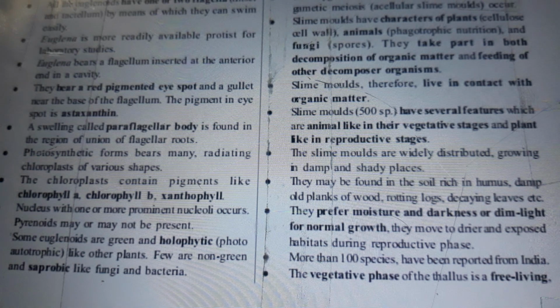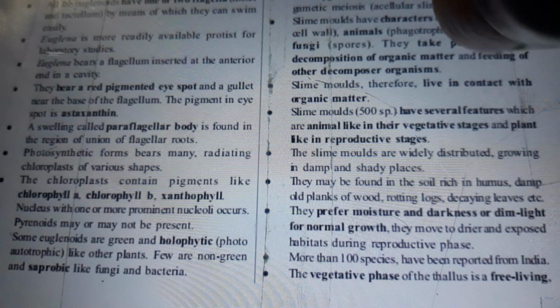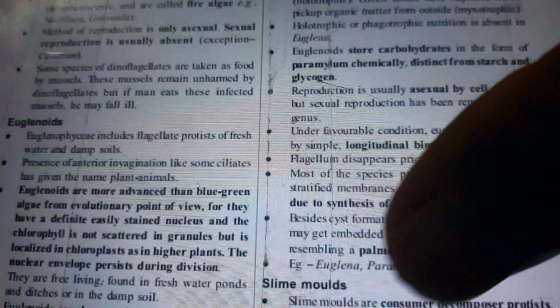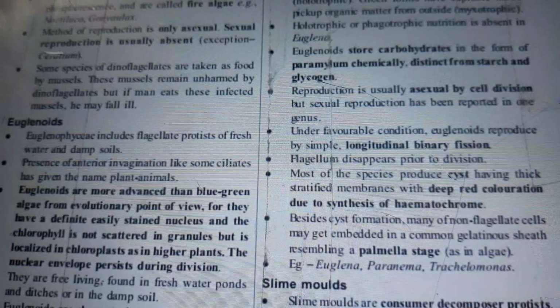Some euglenoids are green and holophytic, photoautotrophic like other plants. Few are non-green and saprobic like fungi and bacteria. Some capture and ingest the organisms like animals, holozoic. Green forms have saprobic mode, pick up organic matter from outside. Mixotrophic. Holozoic or phagotrophic nutrition is absent in Euglena.